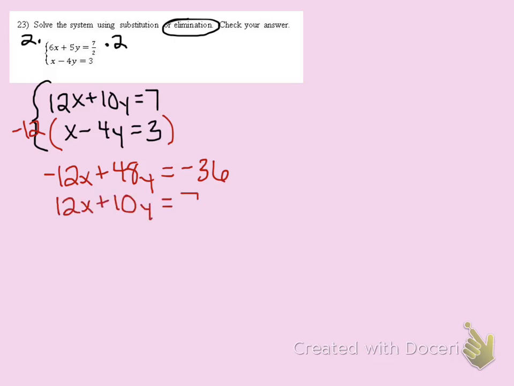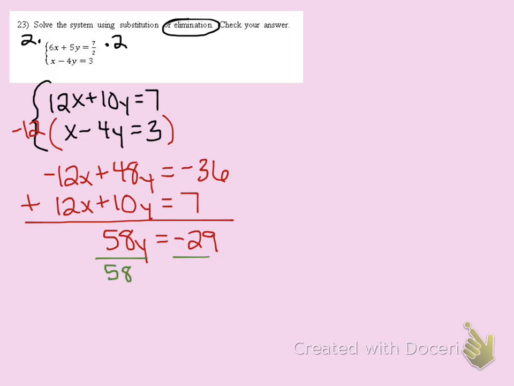Then I'm going to rewrite the other rule underneath that, and I'm going to add those two rules together. When I add them together, my x's are going to eliminate. That's why we call this method elimination. So adding straight down and combining like terms, the x's cancel, and I get 58y is equal to negative 29. One more step to get the y by itself, and that's to divide both sides by 58. So that gives me y equals negative 29 over 58, which is the same thing as negative 1/2.